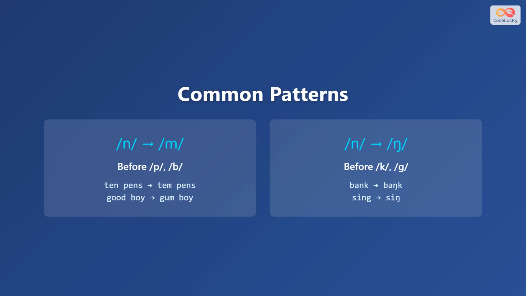There are some very common patterns you should know. When the letter N comes before P or B sounds, it becomes an M sound. For example, "ten pens" sounds like "tem pens" and "good boy" sounds like "gub boy." When the letter N comes before K or G sounds, it becomes the NG sound, like in "sing." For example, "bank" sounds like "bangk" and "sing" has that NG sound. These patterns are extremely common in English, so it's important to recognize them.